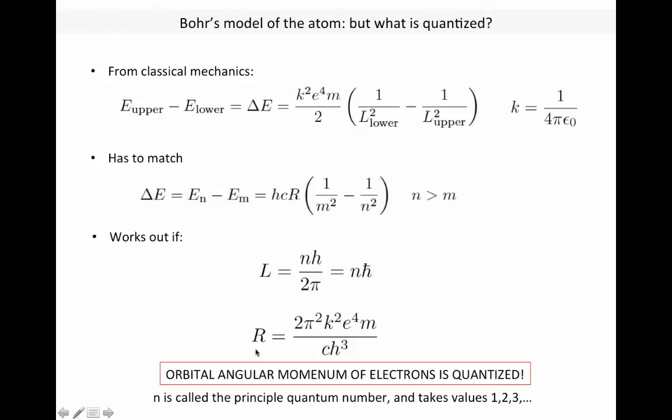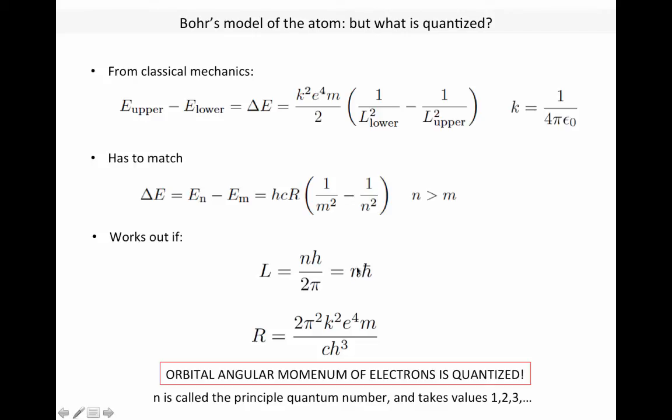So this is interesting because it tells us that the orbital angular momentum of electrons is quantized. It can only assume certain discrete values. It can't assume a continuous range of values. This is the second quantity that we've seen quantized after the energy of photons, which Planck and Einstein showed could only assume certain discrete values.